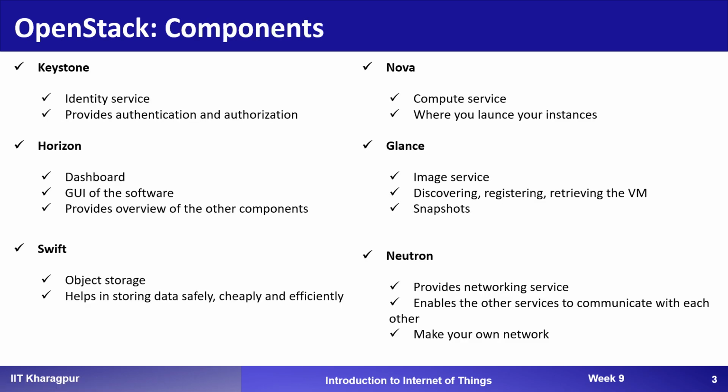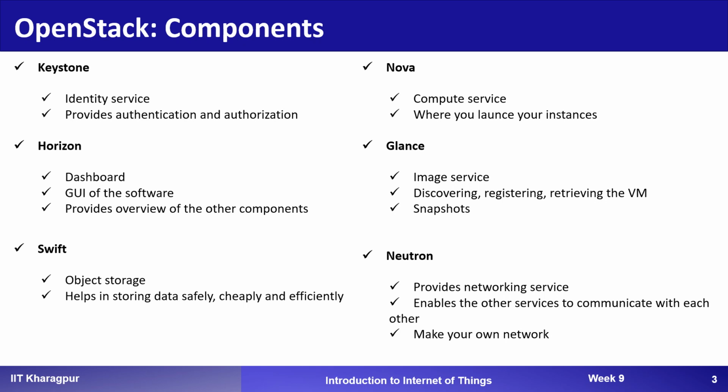The first component is Keystone. The Keystone component is responsible for providing the identity service, and provides authentication and authorization to various users. With the help of the Keystone component, OpenStack can check whether the user who is trying to access it is authorized to access or not. So basically, it is used to provide identities to its various users.